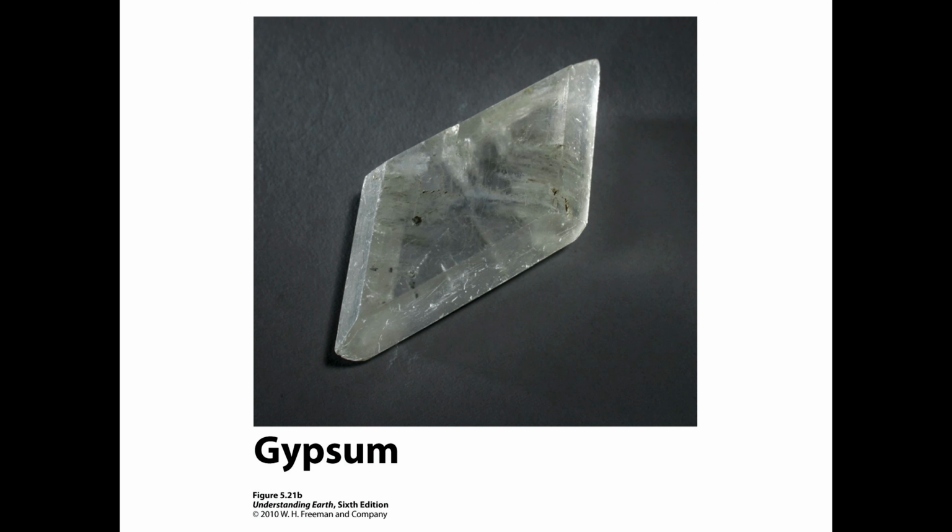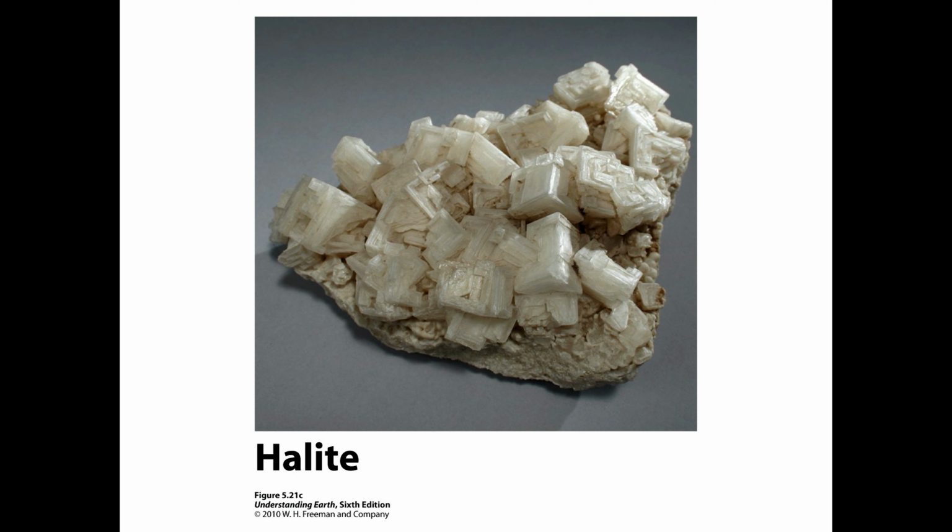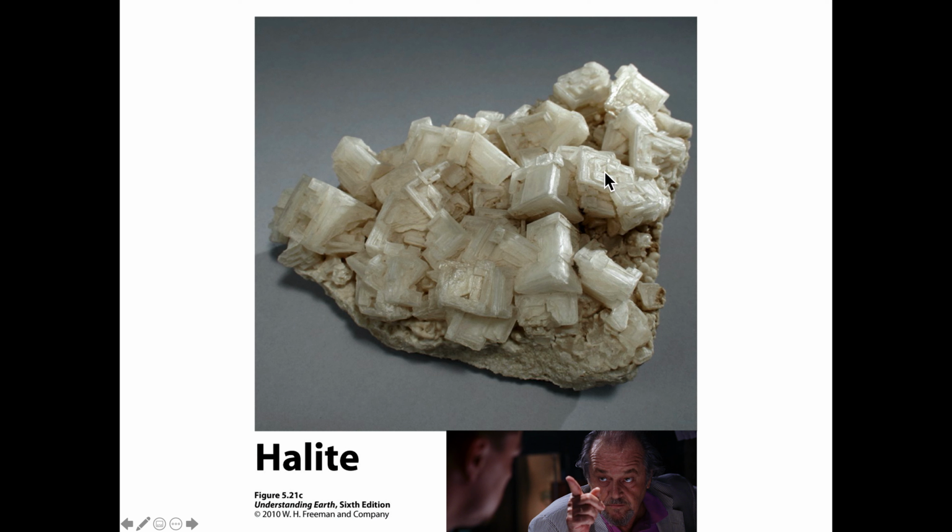And we have gypsum, calcium sulfate with some water, a very common evaporite mineral. Halite, also a very common evaporite mineral. These are cubes, modified cubes, that are known as hopper crystals because they look like a hopper, or as you'd say in Boston, a hopper.